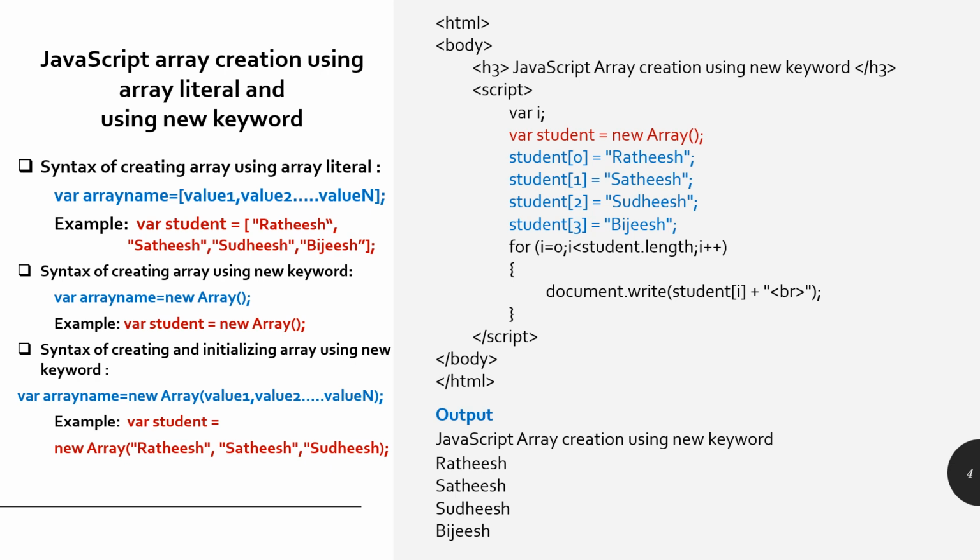The same thing, the corresponding JavaScript is specified here. That will create an array called student, and the initialization steps are included here. Then after storing all such values, we are just displaying the array contents. This is the output. That much is clear, right? Shall I skip to the next slide?